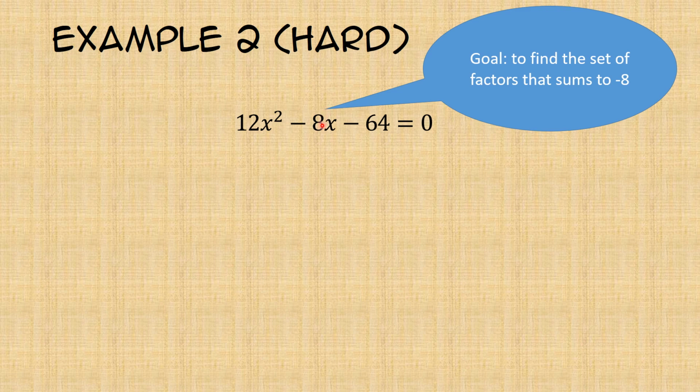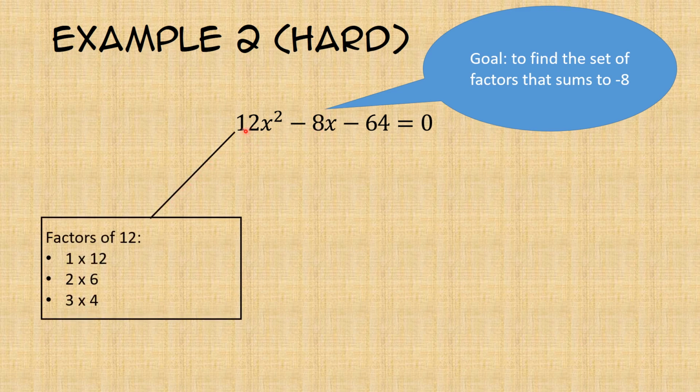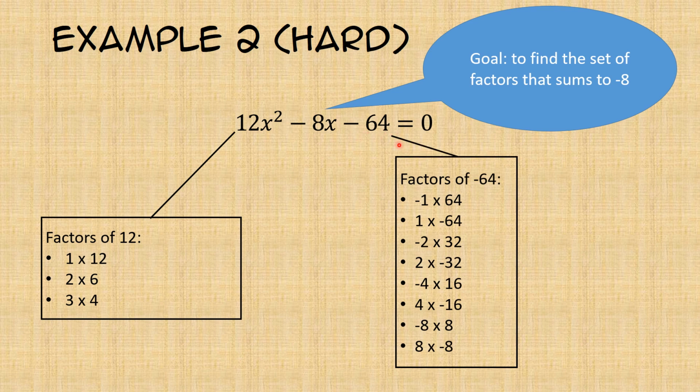So we look at the left hand side. The coefficient of x squared is 12, so factors of 12 are 1 times 12, 2 times 6, and 3 times 4. And on the right hand side, the factors of negative 64 are the following. Take note that for every set of factors that we identify here, the negative can take either value. So for example, we can have negative 1 times 64 or 1 times negative 64, and both of those numbers yield negative 64. So we have to do a little bit of trial and error, and we have to multiply almost every combination of numbers on the left with numbers on the right.